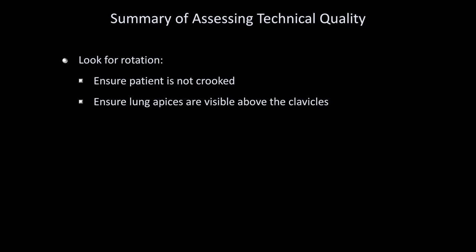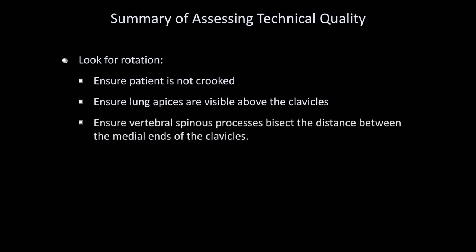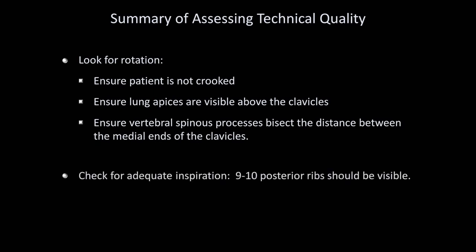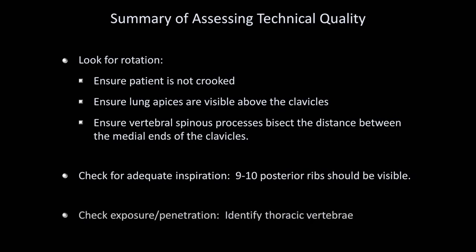In my last minute, I'll summarize how to assess technical quality. First, look for rotation around the three axes. That includes ensuring the patient is not crooked on the film, that the lung apices are visible above the clavicles, and that the vertebral spinous processes bisect the distance between the medial ends of the clavicles. Second, check for adequate inspiration. 9 to 10 posterior ribs should be visible. Finally, check exposure or penetration by identifying the thoracic vertebrae behind the heart.